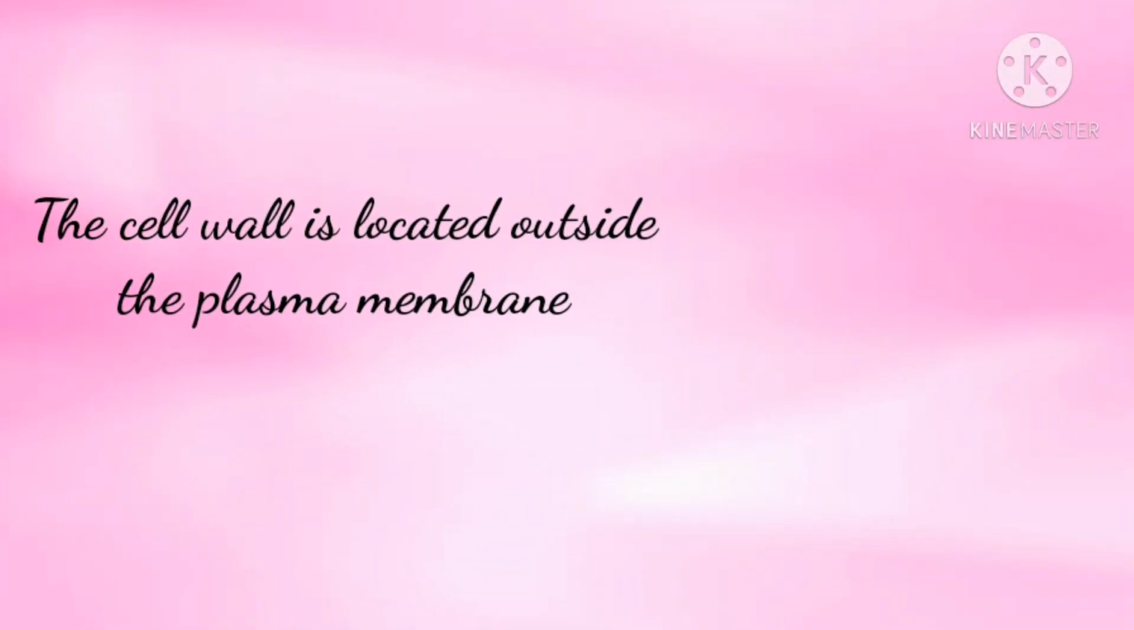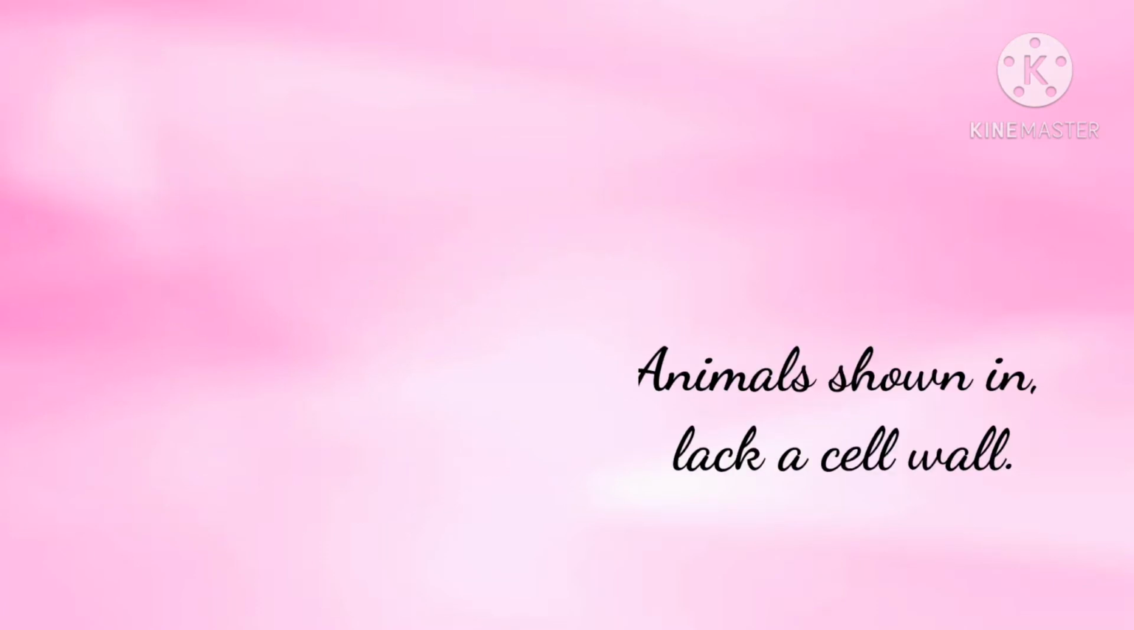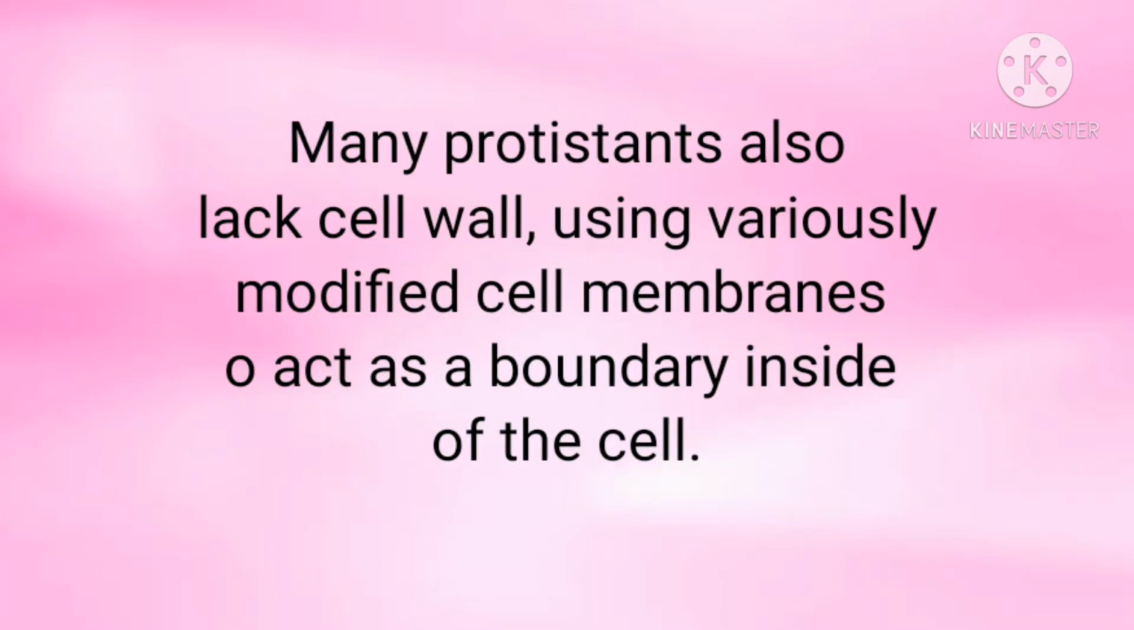The cell wall is located outside the plasma membrane. Animals lack a cell wall. Many protists also lack a cell wall, using variously modified cell membranes that act as a boundary inside of the cell.